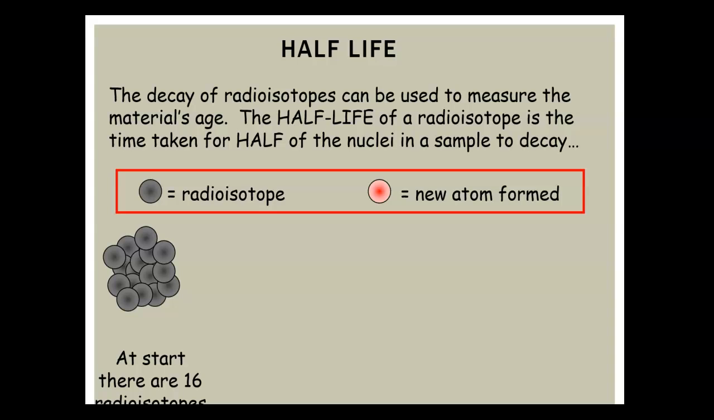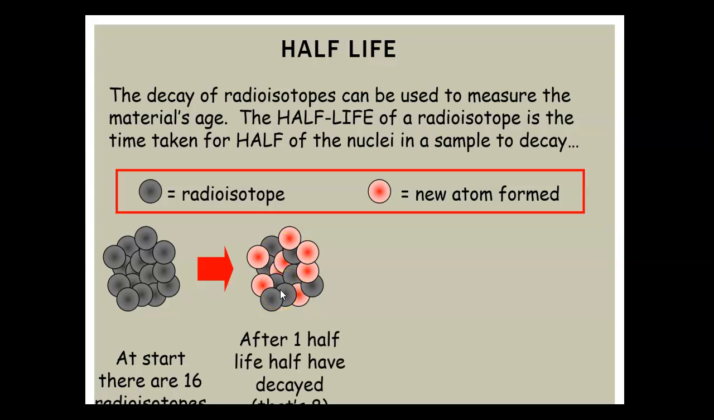After a half-life, half of the radioactive isotopes will have given out their radiation and turned into a new atom. So look, 1, 2, 3, 4, 5, 6, 7, 8. So 8 of them have turned into a new radioactive isotope, and the original ones are still there and they have not changed yet. So after one half-life, half of them have decayed.